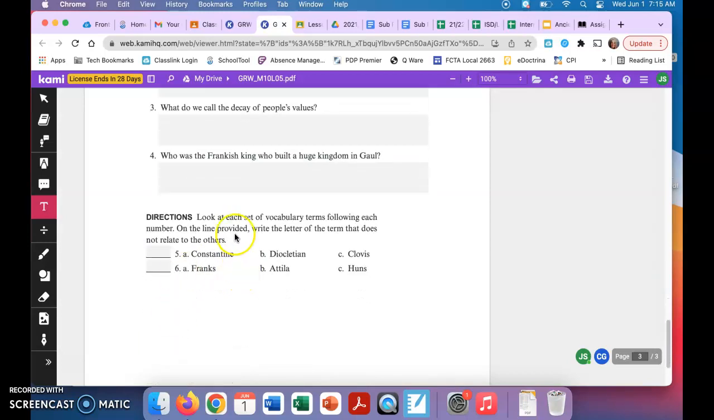And then the last section here, you're going to look at the set of vocabulary terms and then on the line write the letter of the term that does not relate or belong with the other 2. So in number 5, you have Constantine, Diocletian, and Clovis. Who does not belong? Which one of these words or names does not relate or connect to the other one? And then number 6, you have Franks, Attila, and Huns. 2 of them go together and 1 does not. The one that does not, you're going to write that letter on the line.